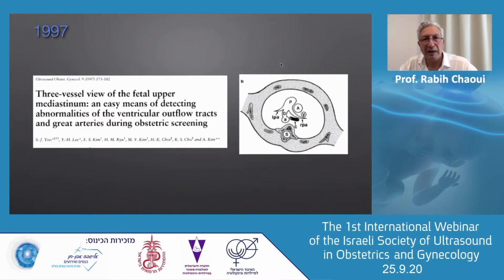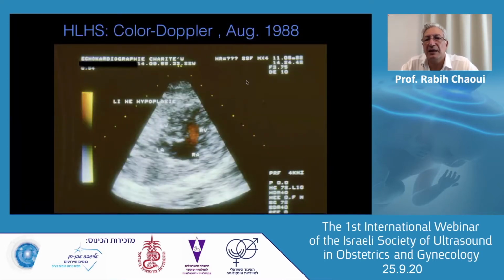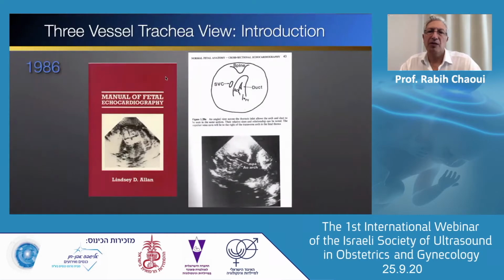But let's go back into history, because I have been working with fetal medicine since the mid-80s, and this is one of my first abnormalities on the heart with color Doppler, 1988. At that time, almost all of us were either translating pediatric cardiologic planes or inventing our own planes. To my knowledge, in the book of Lindsay Allen, 1986, there were some 20 pages on different planes. The 3-vessel view was cited with the arterial duct and superior vena cava.